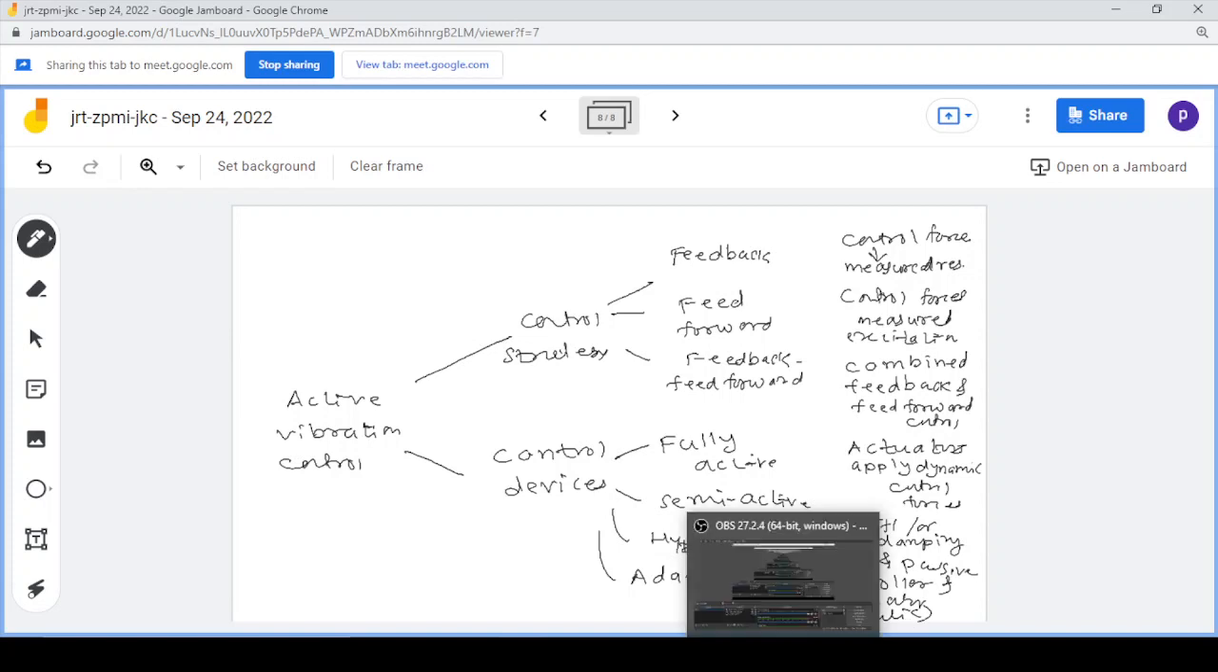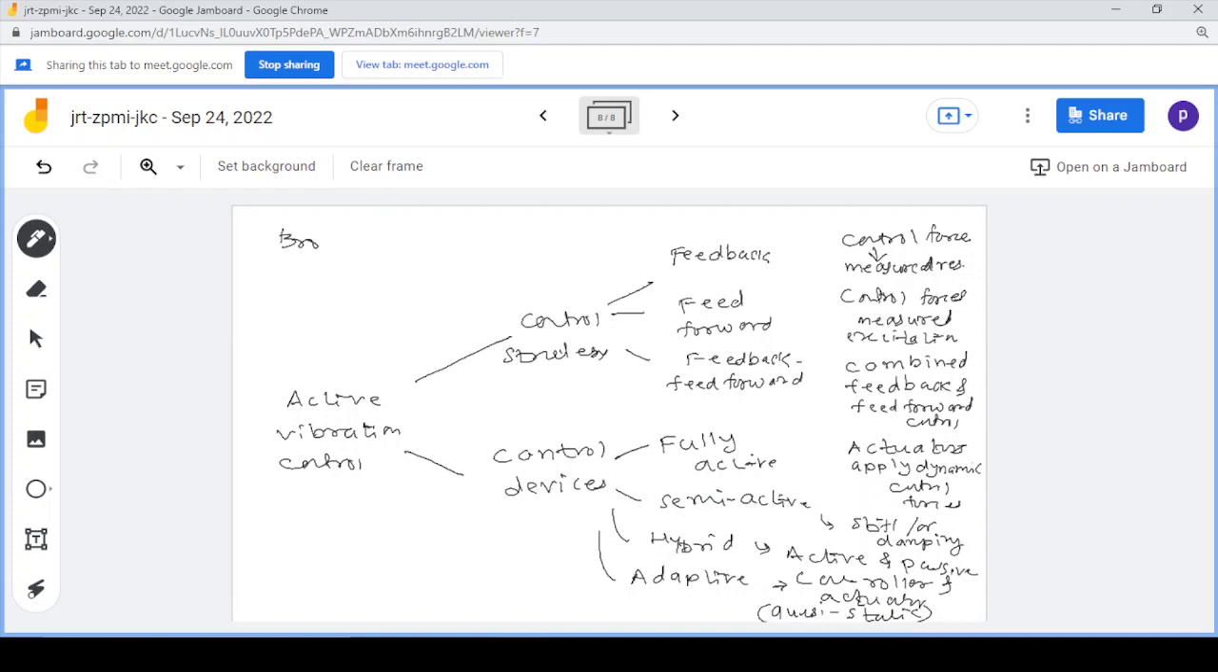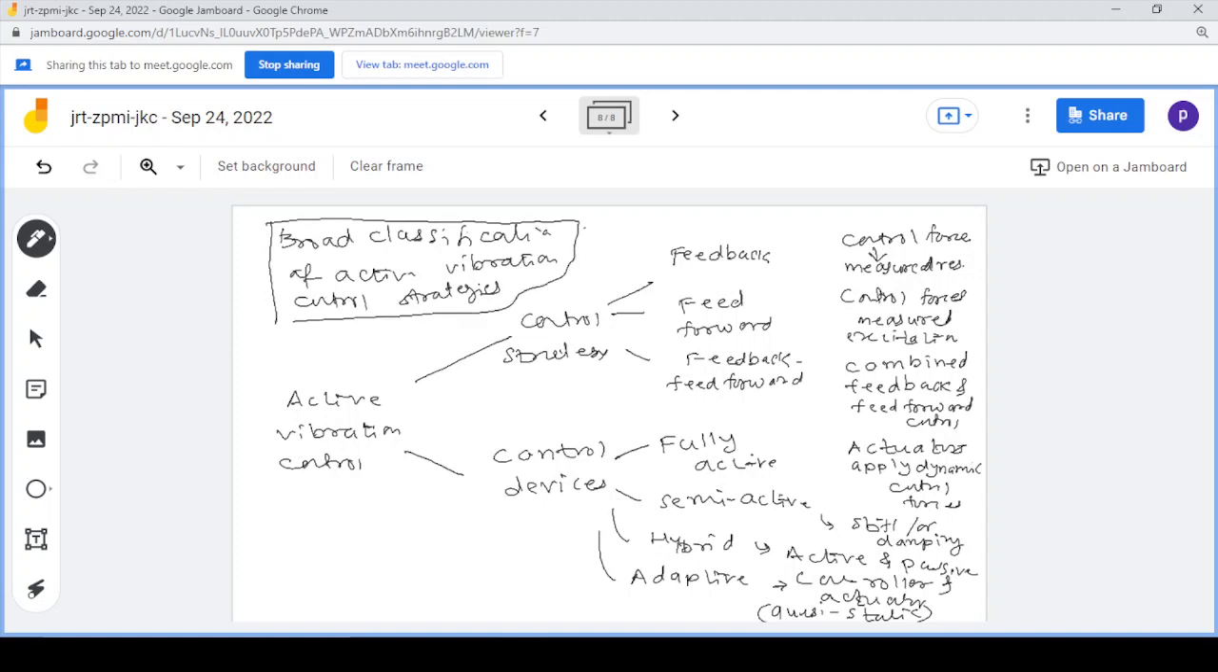Okay. So these are the different techniques related to the broad classification of active vibration control strategies. We will stop for today.